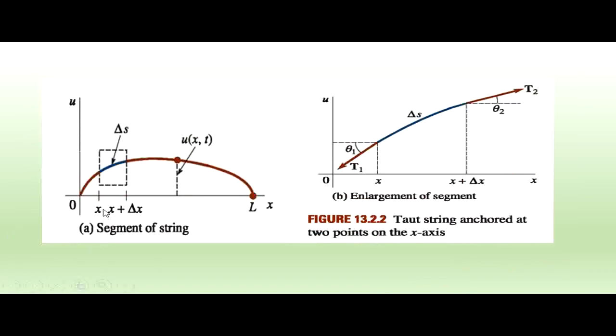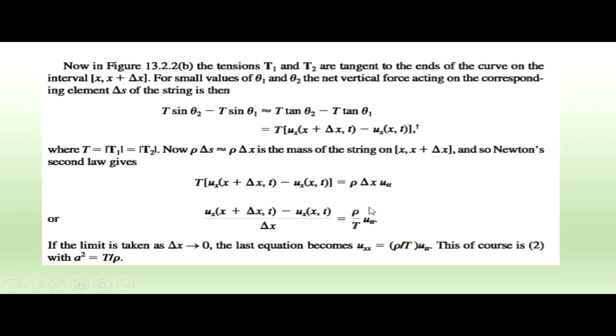These are the basic assumptions in this kind of wave equation. So this is the position, the distance x between 0 and L, and this is another distance; the difference is del x, so x plus del x. This portion has been enlarged here. This is tension 1, tension 2. Now I am not deriving this problem. I just show you the derivation has been done, and you will get here that u xx is equal to rho over T times u tt.